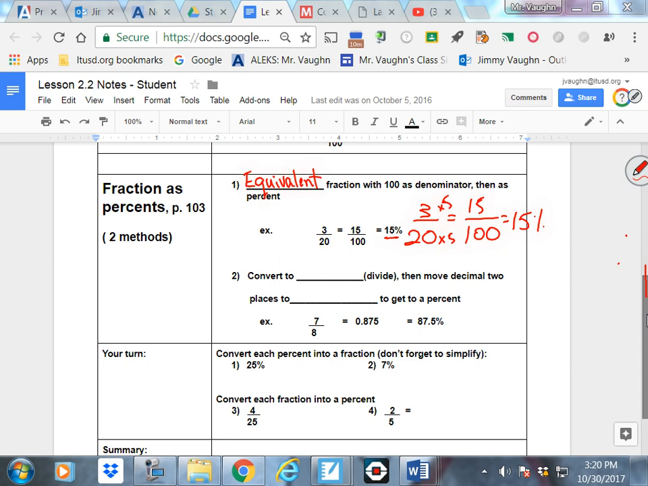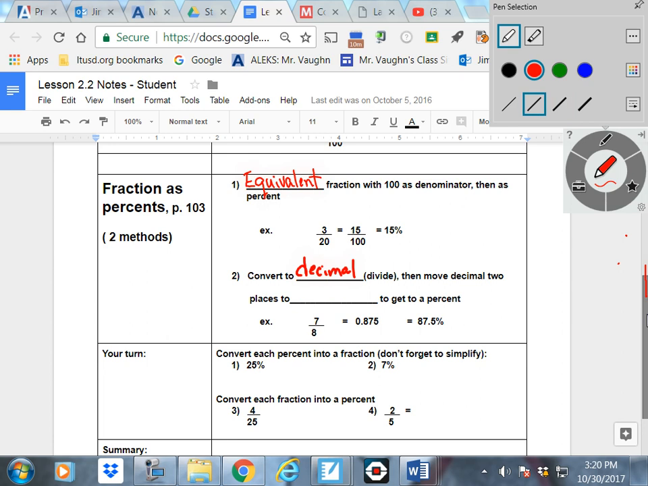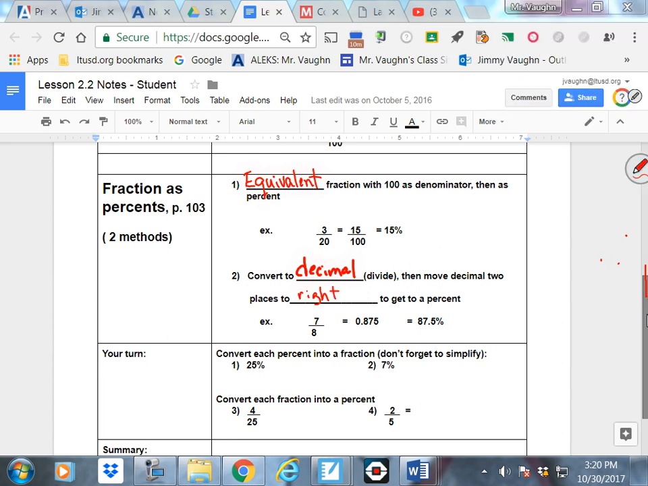So what happens if you're not able to get that denominator to an equivalent fraction with 100 on the bottom? Then you need to convert it into a decimal, usually by dividing, right? Then you move the decimal over 2 places to the right to get it as a percent.